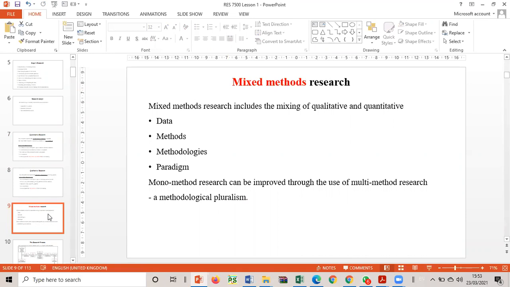So two paradigms are mixed together, and there must be two descriptions. Otherwise, you don't know how you carried out your research. You can't simply call it mixed method and go on.